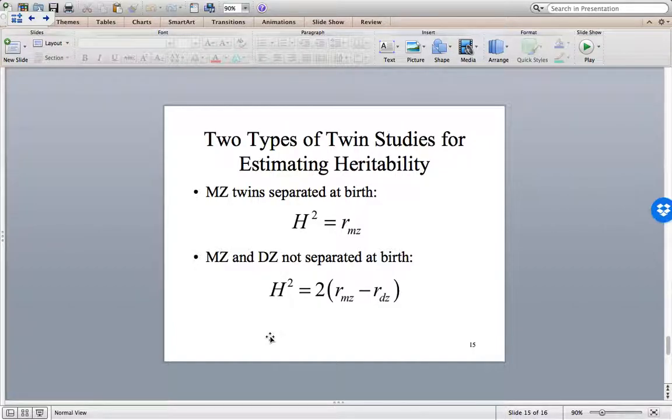Thus, there are 2 types of twin studies for estimating the heritability of a complex trait. One is identical twins separated at birth, and there, the monozygotic correlation coefficient equals heritability. Two, identical and fraternal twins who are not necessarily separated at birth, in which case heritability equals 2 times the monozygotic correlation coefficient minus the dizygotic correlation coefficient. Remember, these correlation coefficients measure how correlated the twins' phenotypes are.